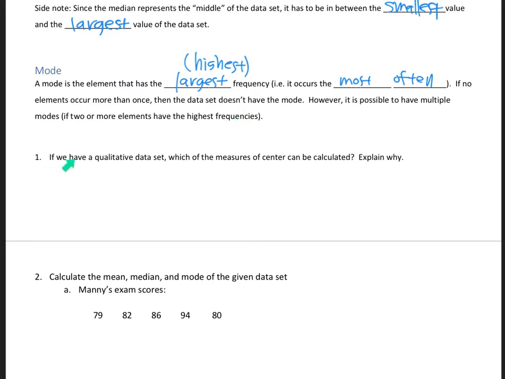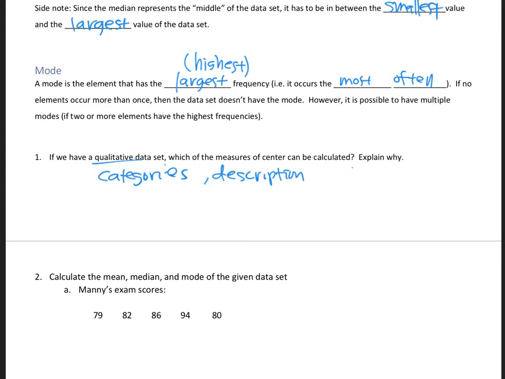If we have a qualitative data set, which of the measures of center can be calculated? Explain why. So qualitative data means categories, like categories or descriptions, right? For the mean and the median, you can't do that kind of thing because you have to add numbers. But if you have categories, how do you add categories?